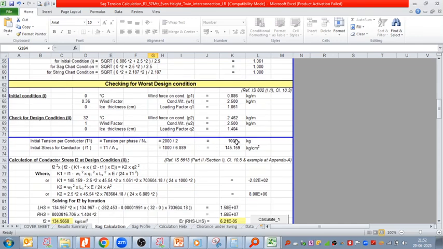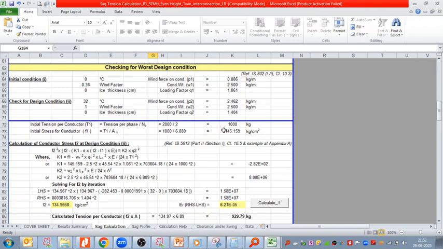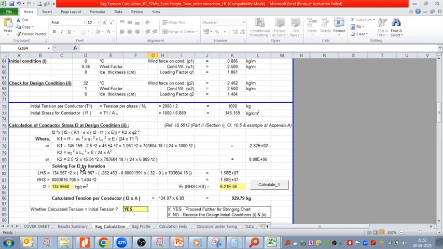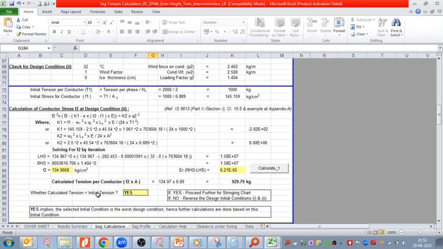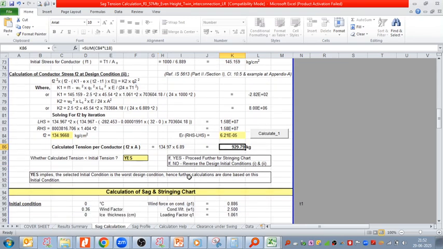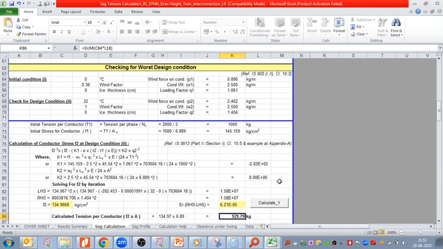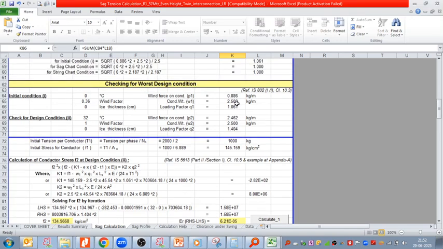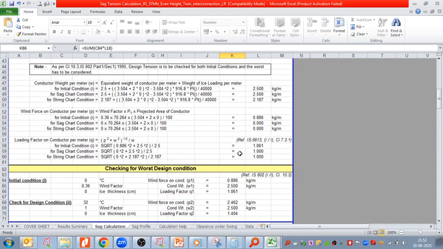That we have already taken as 1000 kg per conductor, and according to that we have calculated the initial stress, the stress corresponding to that tension, and then calculated tension per conductor: 929.79 kg. So this is your final tension, right? Yes, sir. If you look, this value does not change very much from the 1000 kg we have taken. That is what I was telling that I can put.